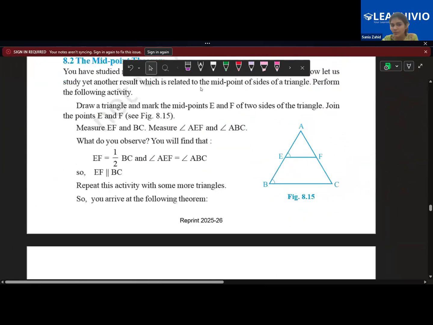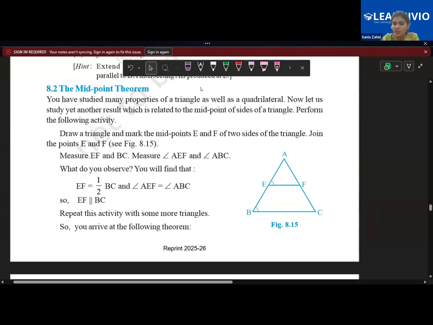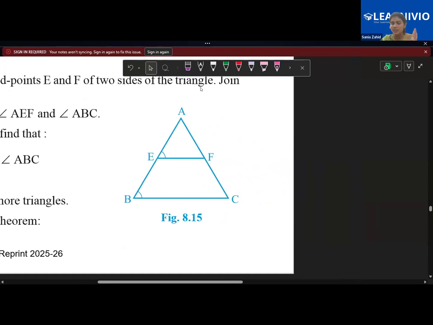Now, children, I'll come to the midpoint theorem. What does the midpoint theorem say? We'll understand step by step, very slowly I'll go. Just understand very carefully, okay? All of you just focus on the board now. The midpoint theorem is basically telling you, let's suppose that you have a triangle, any triangle, equilateral, isosceles, scalene, any kind of triangle you can have.